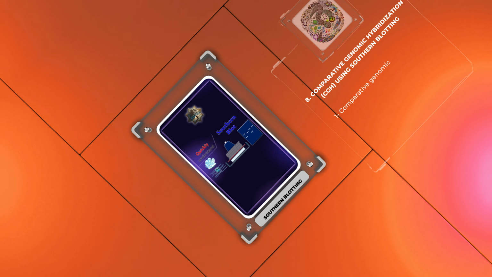Two-dimensional, 2D, gel electrophoresis allows proteins to be separated based on their properties. Combined with Southern blotting, it helps study protein-DNA interactions. This technique has been pivotal for understanding transcriptional regulation, DNA repair, and chromatin dynamics.